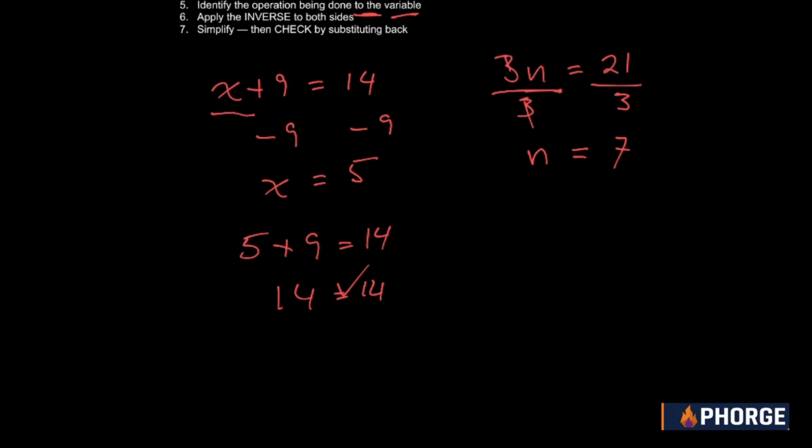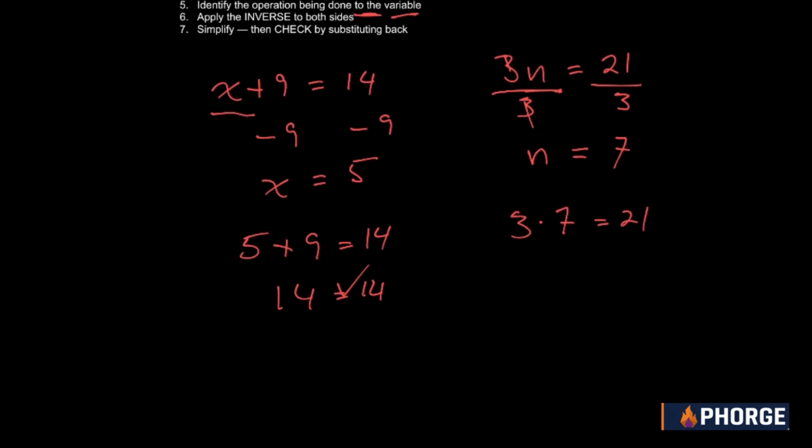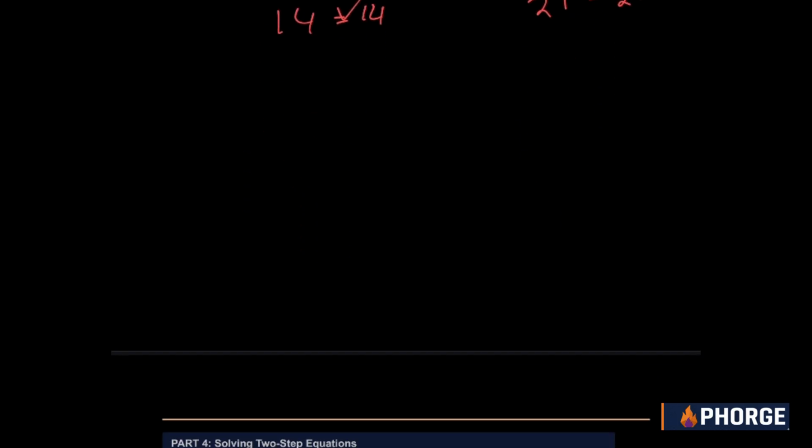So n is equal to 7. 3 times 7 is equal to 21. Is 3 times 7 equal to 21? Absolutely. Boom. Good to go.